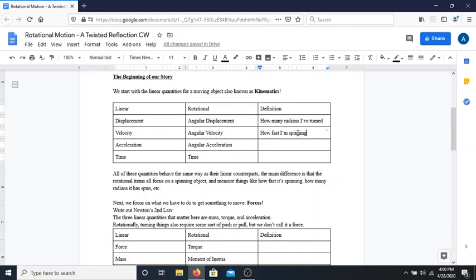All right. Now, the third thing that we're going to talk about is angular acceleration. And oh my gosh, amazing. If acceleration is how fast I'm speeding up or slowing down or how much velocity I'm gaining every second, angular acceleration is how much angular velocity I'm gaining every second, or how fast I'm speeding up or slowing down while spinning.